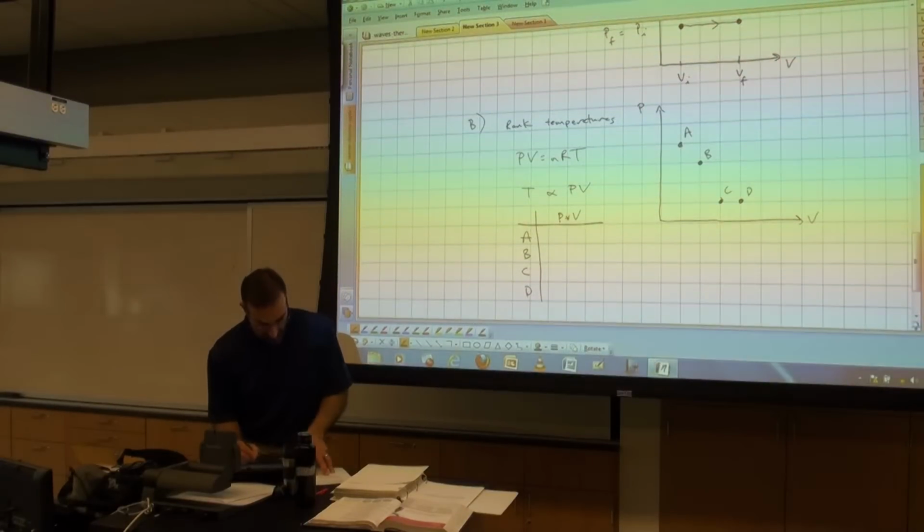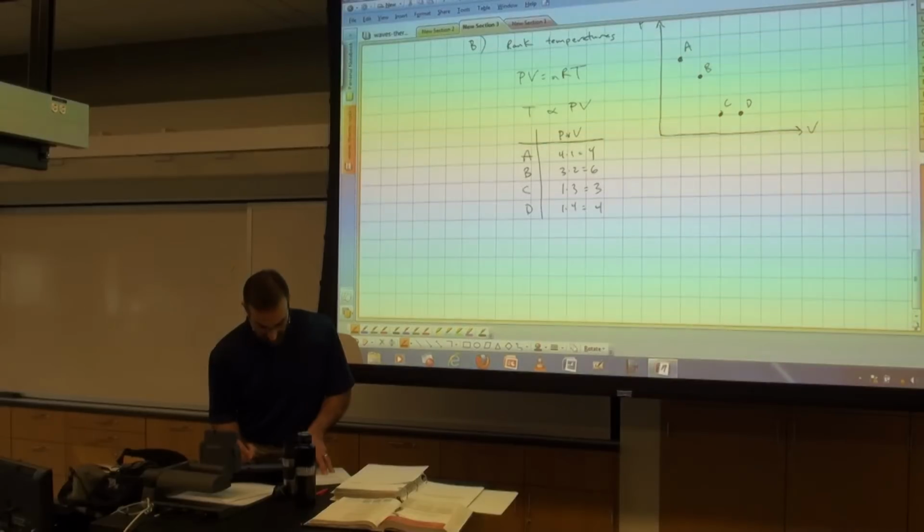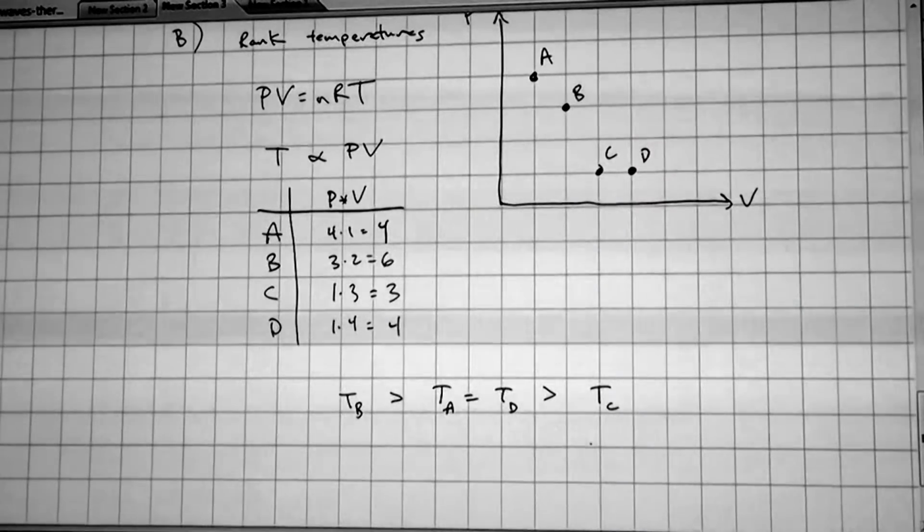So for A, what do we get? 4 times 1. For B, 3 times 2. For C, 1 times 3. And for D, 1 times 4. Is that right? So the temperature at B is the greatest.